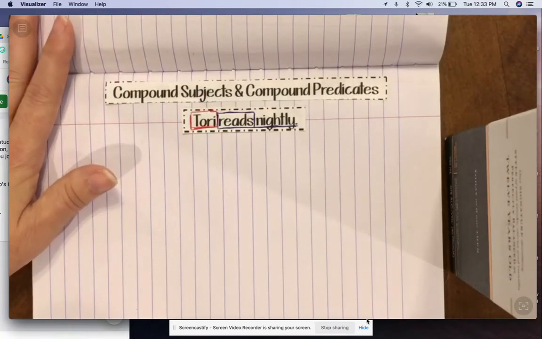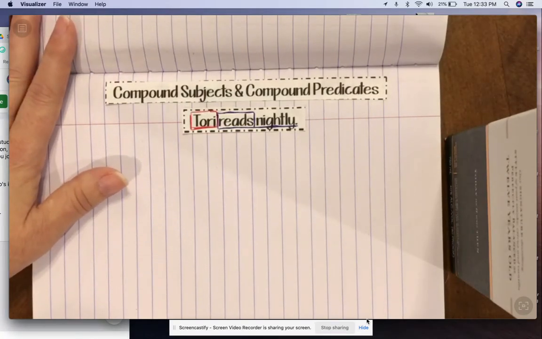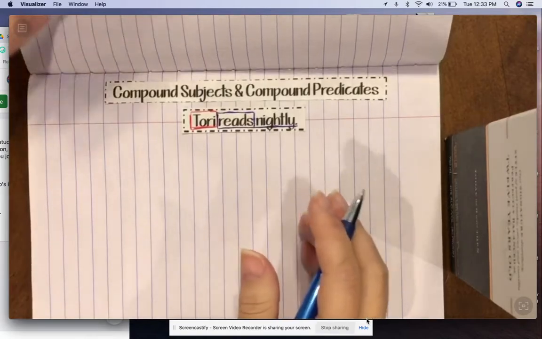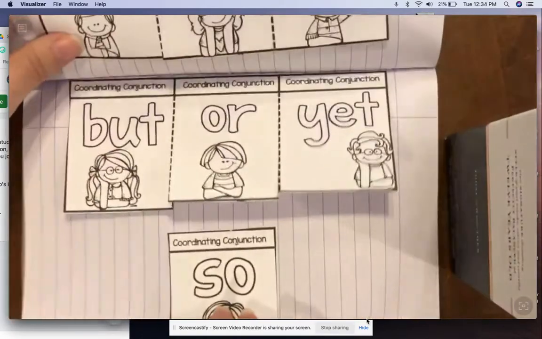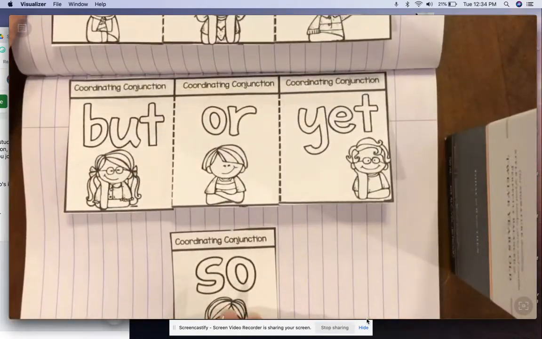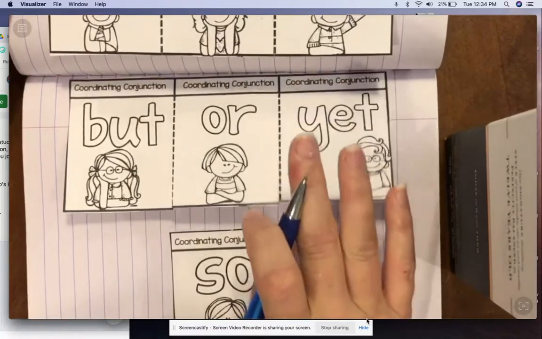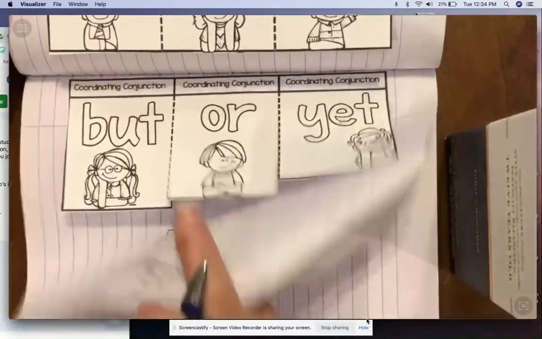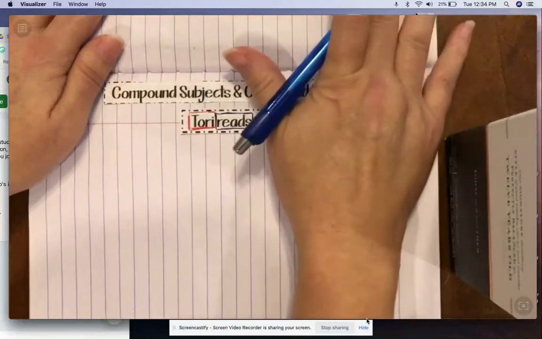All right, we're ready to talk about compound subjects. Remember when we talked about fanboys last week? You guys did a page in your book that looked like this with all the fanboys on it, and then you put the definitions underneath. Well, we're going to be using those today.